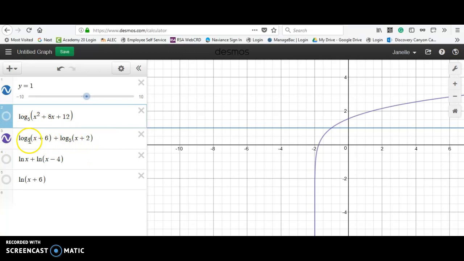So in this instance, our two domain restrictions, well, here we've got x plus 6, so x has to be greater than -6. Here we've got x plus 2, so x has to be greater than -2. X greater than -6 is the most restrictive domain, so our answers must be greater than -6. So only -1 is a correct solution. Let's look at a second example really quickly.